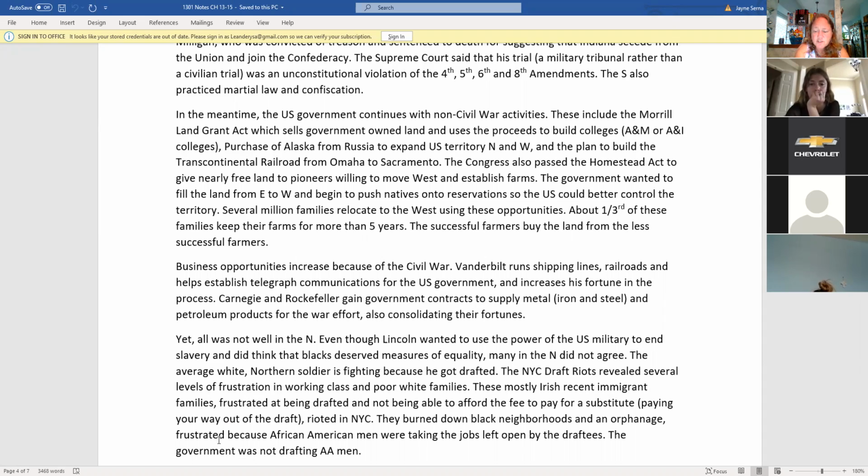All right, other stuff that's going on during this time period. This to me is one of the most amazing things about the Civil War and the federal government. They're doing all kinds of stuff in addition to fighting the Civil War. So we're going to buy Alaska. We're going to plan the Transcontinental Railroad. We're going to start a whole bunch of colleges. We're going to send people out to the West.